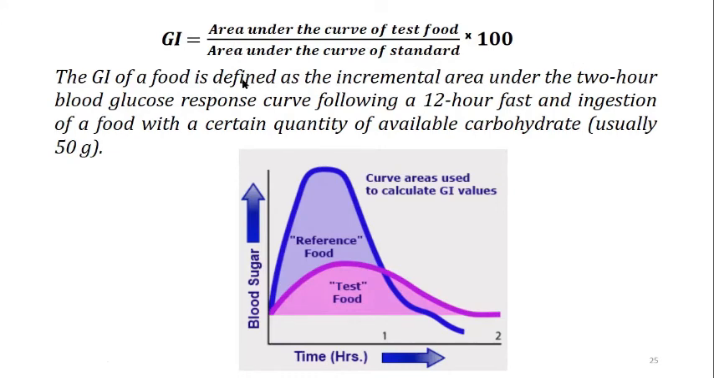Then the GI, or glycemic index value, for pure glucose is 100. But not all foods contain pure glucose. Then we can have a value between 0 and 100. So that is what is meant by glycemic index.